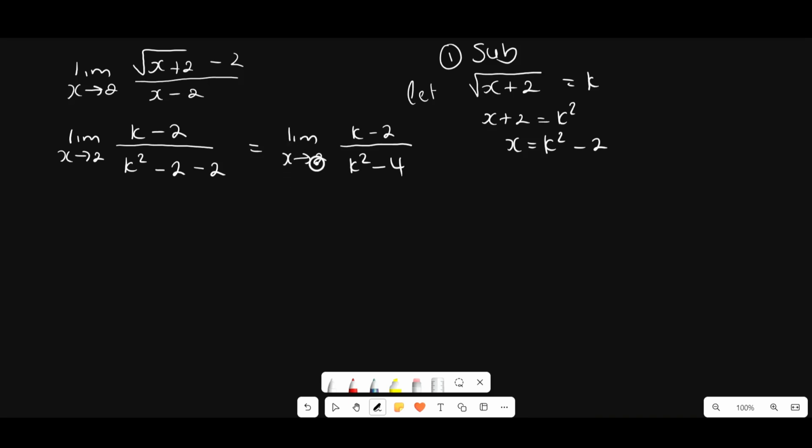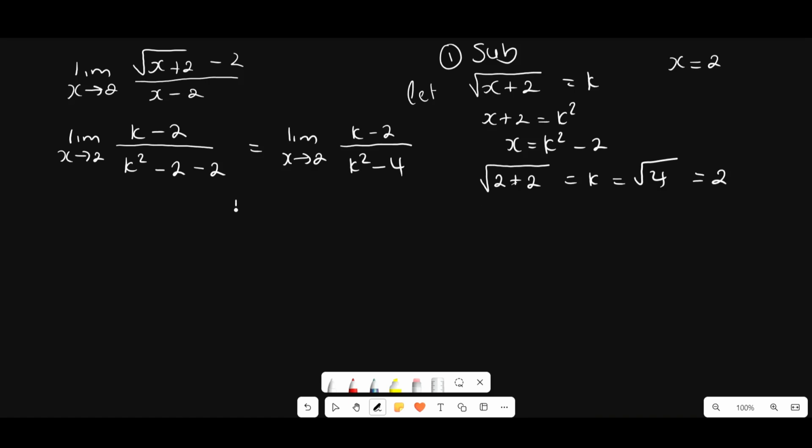So if k, we're going to let x equal 2, although x is not equal to 2, x is approaching 2, right? But in this case we're going to say x is equal to 2, then I'm going to take the 2 and substitute it into this function. Therefore I have 2 plus 2, which is equal to k squared, which is equal to the square root of 4, because 2 plus 2 is equal to 4, and the square root of 4 is 2, right?